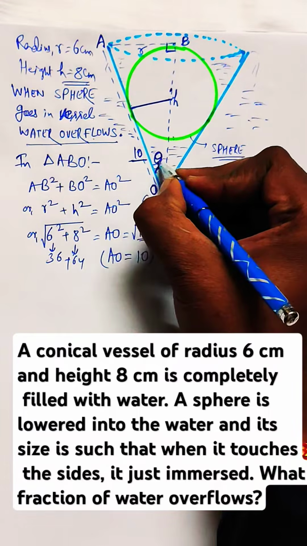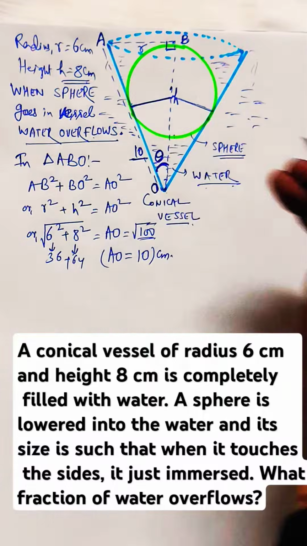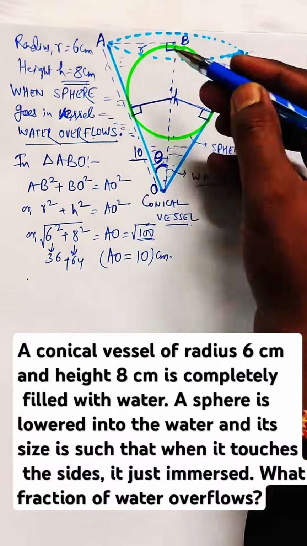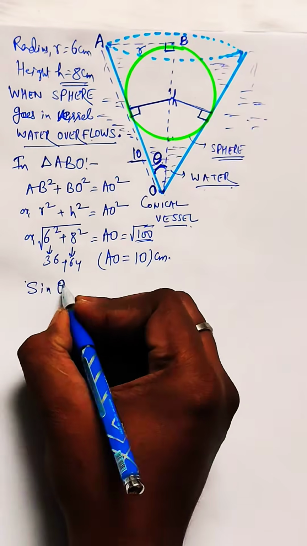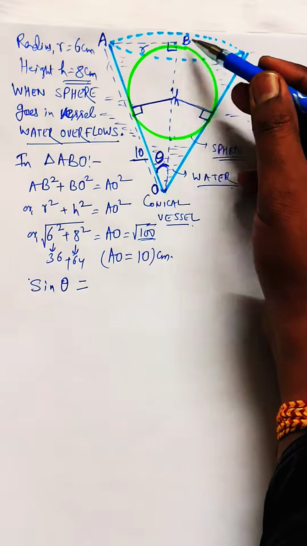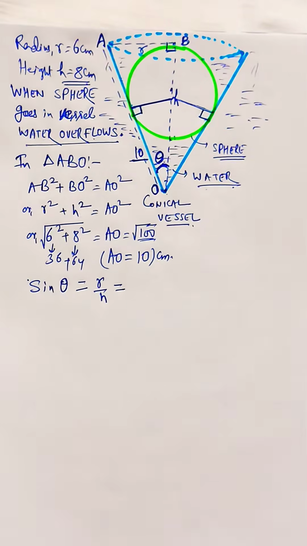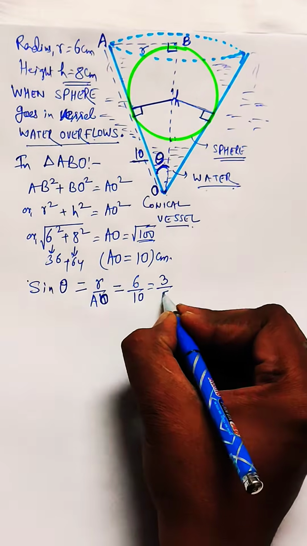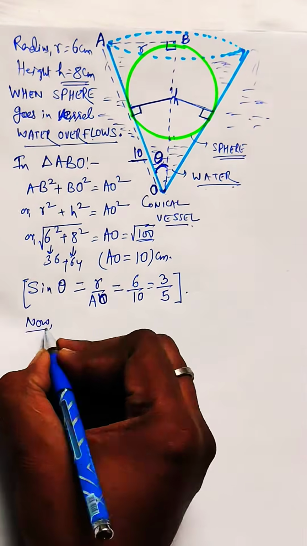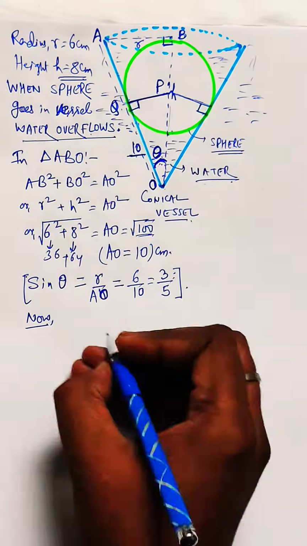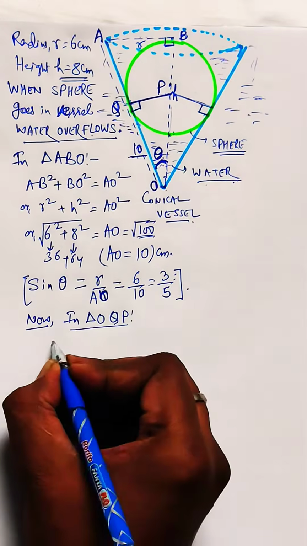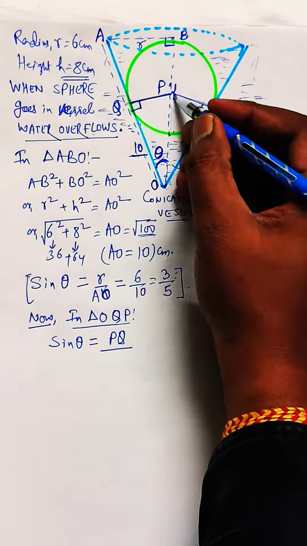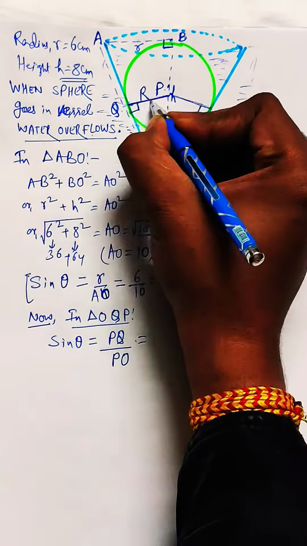Now since the sphere is touching the walls of the conical vessel, this will be perpendicular, right? And this is the radius. Just see that AO is the tangent to the circle which is looking as a sphere over here, though a sphere is a three-dimensional object and a circle is two-dimensional. So here you can see the radius of the sphere is perpendicular to the wall of the conical vessel, right?